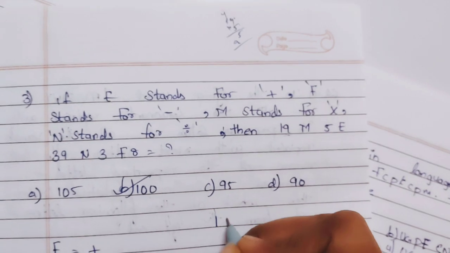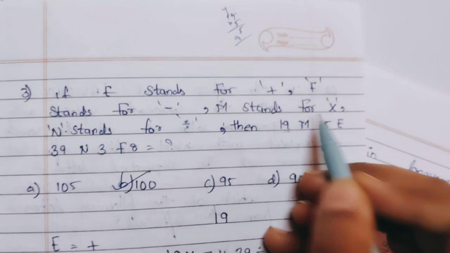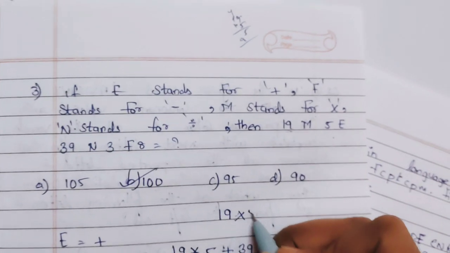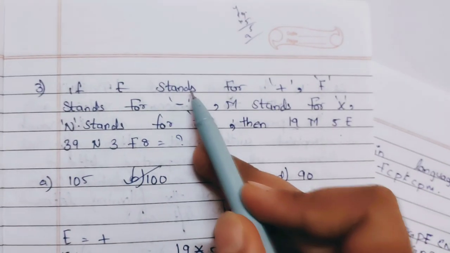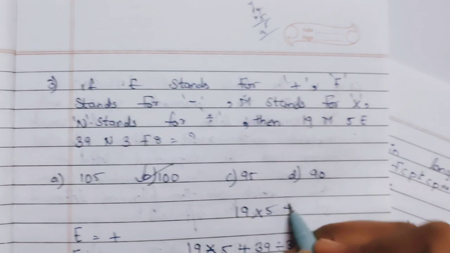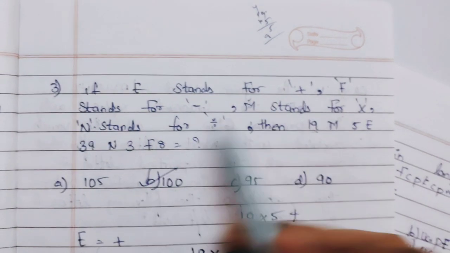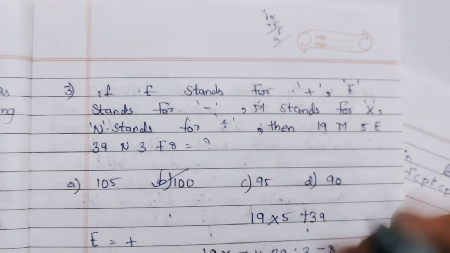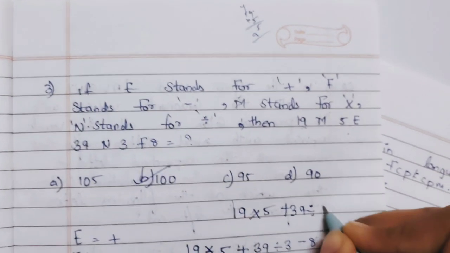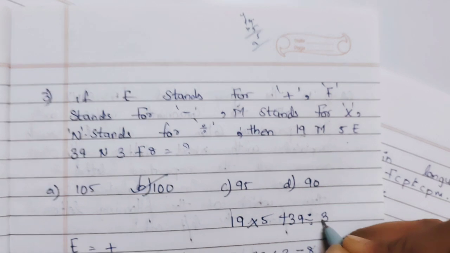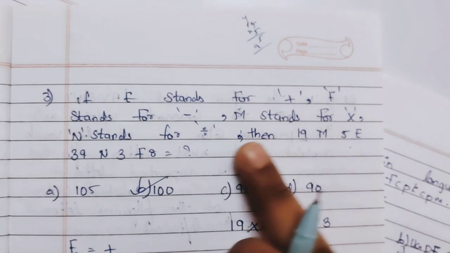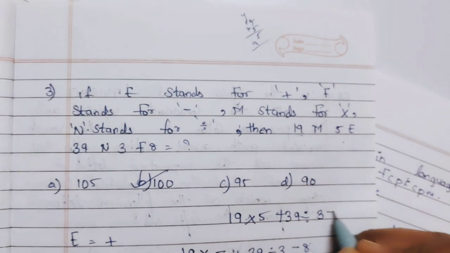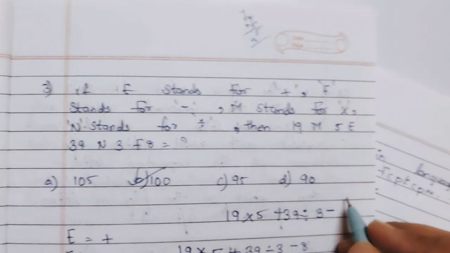So here we have the value 19. M stands for multiply, so 19 multiplied by 5. Then we have the value E. Here E stands for plus, so it is plus. Next value is 39. N stands for divide, so here we will add divide. Next is 3. Next it is F, which stands for minus. So here we will add minus and then 8.